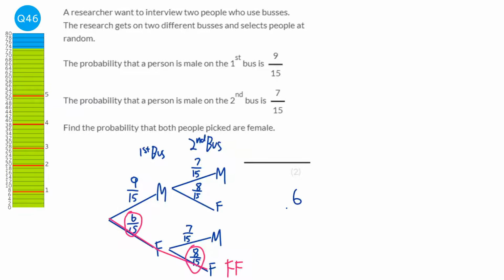So it would be 6/15 times 8/15. So 6 times 8 is 48, and times the bottoms, 15 times 15 is 225. Now you can actually cancel that down. So what you can do is divide top and bottom by 4. Is it 4? No, you can divide top and bottom by 3, and that would be 16 over 75. So either 48 over 225 or 16 over 75.